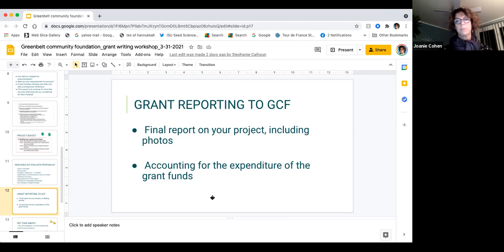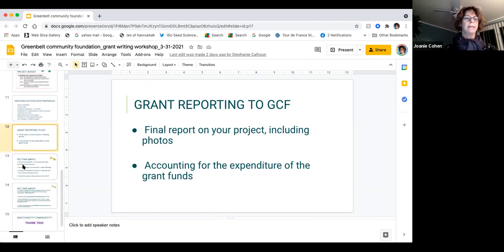And then, of course, because we're a 501c3 and we have to have books that are either audited or, if we're under a threshold, not, we need to keep good accounts of our funds. So it's really important that we can account for the money that we gave you. So that's why we ask you to itemize your expenses and turn them in to us, so that we can have a good accounting of how the money was used.